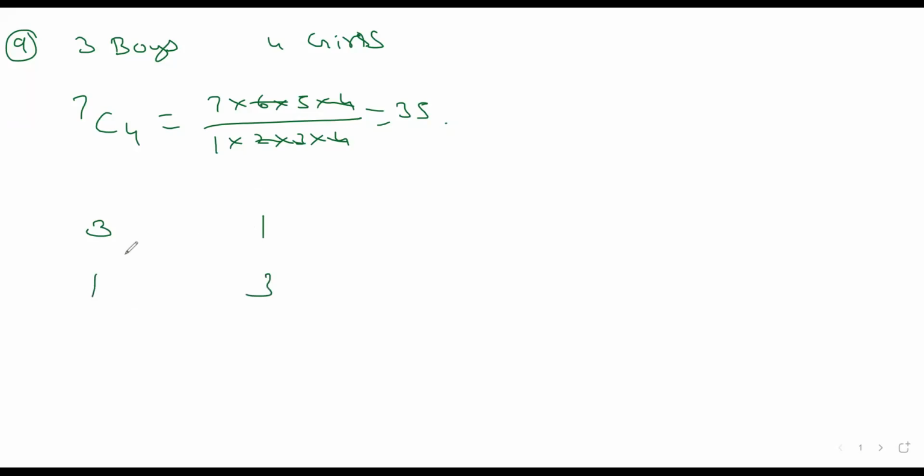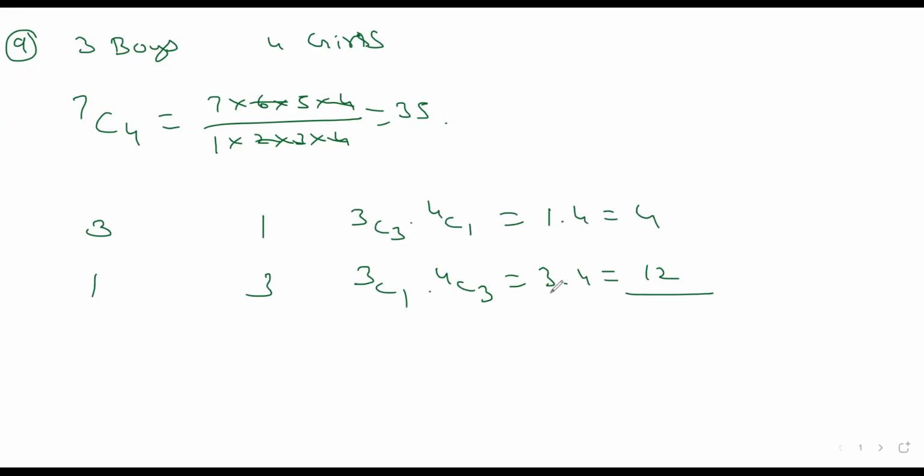Either or. So 3 boys, 3 में से तीनों boys or 4C1. This is 1 into 4, that is 4. Or 3C1 into 4C3. 3 into 4, that is 12. So in all, I can select either one of them in 16 ways. Probability will be 16 by 35.